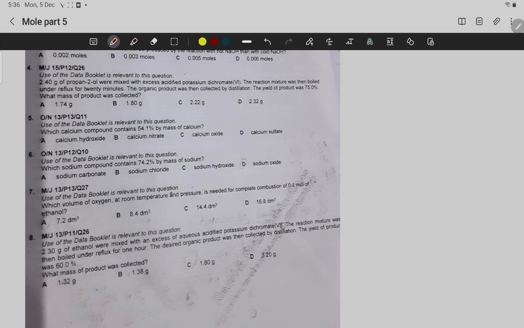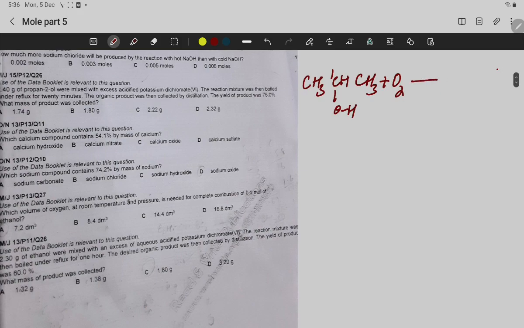Propane-2-ol, the formula of propane-2-ol is like this: CH3, CHOH and CH3. This is propane-2-ol, with the OH on carbon number 2. When it is oxidized in the presence of potassium dichromate and collected by distillation, this is a ketone, CH3 C=O CH3. This compound is formed.